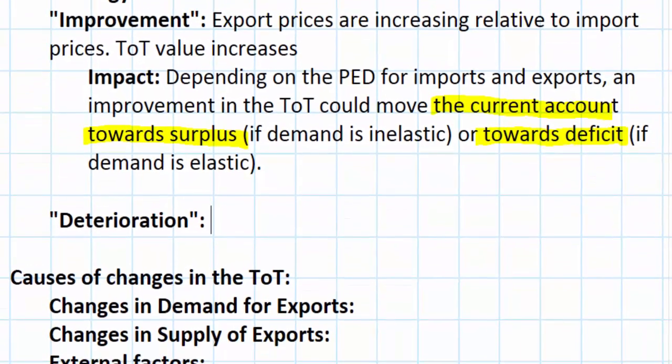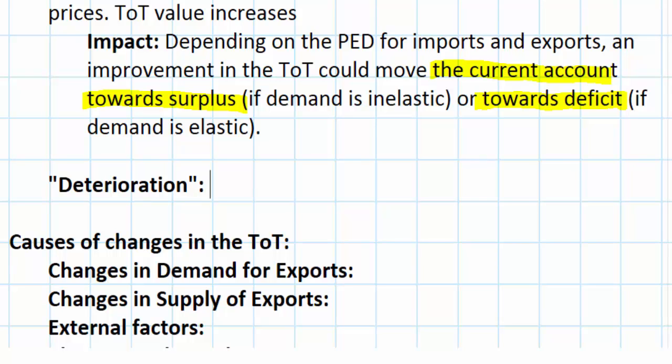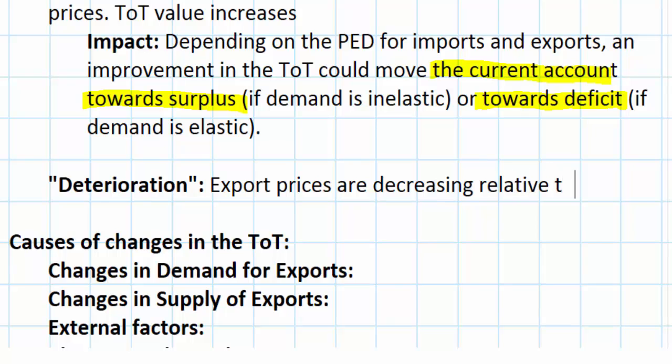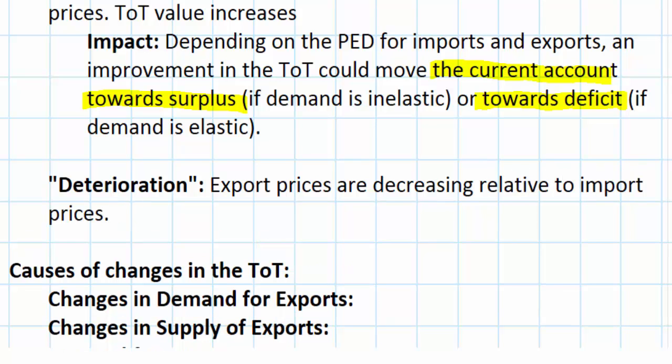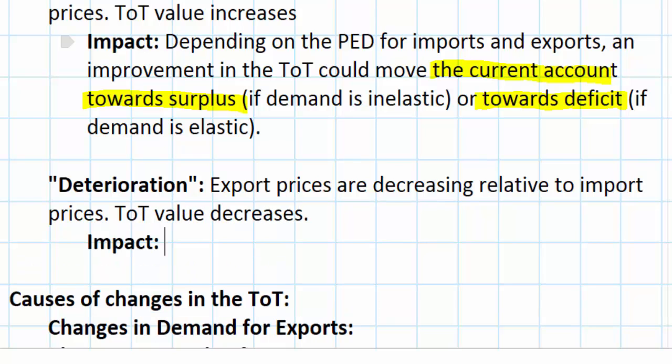Likewise, a deterioration in the country's terms of trade does not necessarily harm the country. First, let's define deterioration. This is when export prices are decreasing relative to import prices. A deterioration in the nation's terms of trade occurs when the terms of trade value decreases. Let's now outline the impact that a deterioration in the nation's terms of trade would have on the nation's economy.